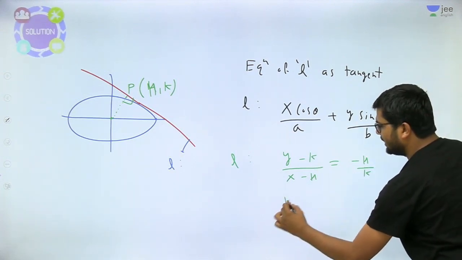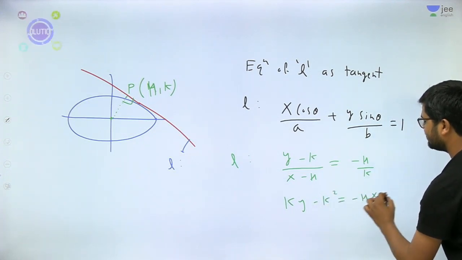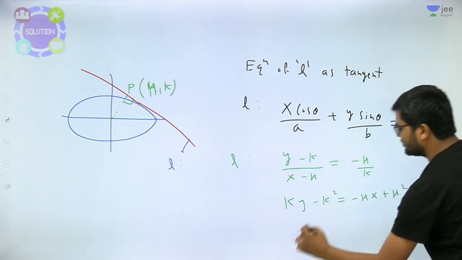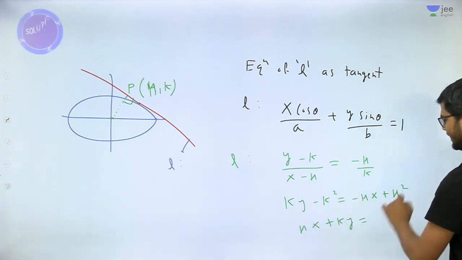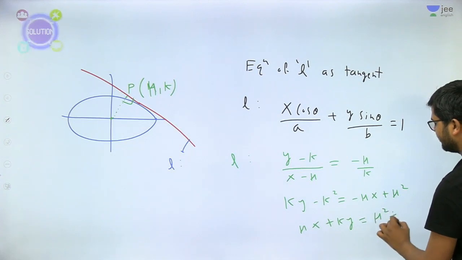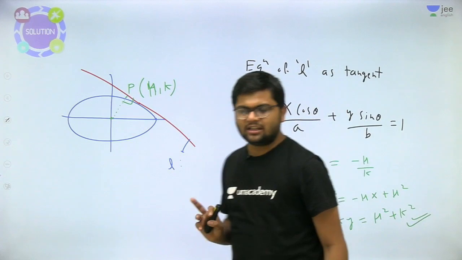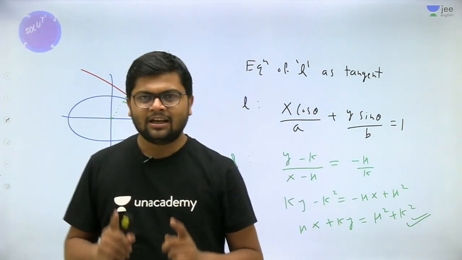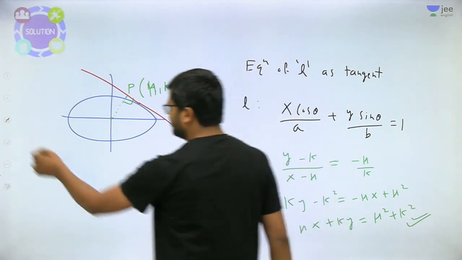Now cross multiply: ky minus k square is equal to minus hx plus h square. Now take this on the left hand side, this equation will become hx plus ky, and take this k square on the right hand side, it will become h square plus k square. So these two are the equation of the same straight line, which is the red tangent line. Getting my point? Wonderful students.